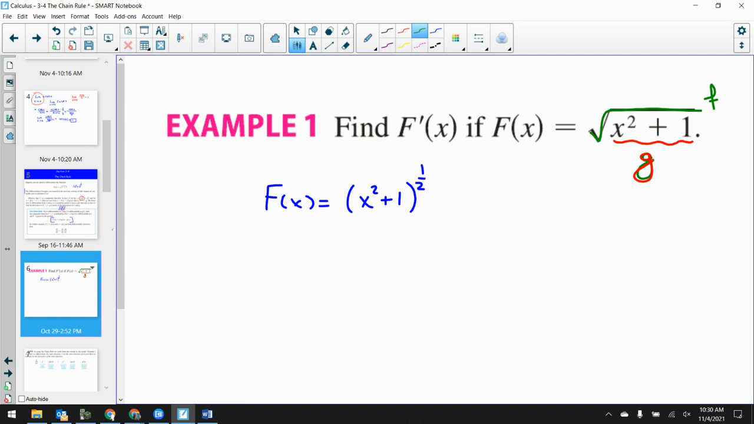I know it's weird, I just drew over the square root, but the square root is the f piece of it. So what I'm going to do is differentiate the outside of it. I'm working my way inside. What is the outside? The outside piece is this 1/2 power, isn't it? So I'm going to do the derivative of that with the piece still inside of it.